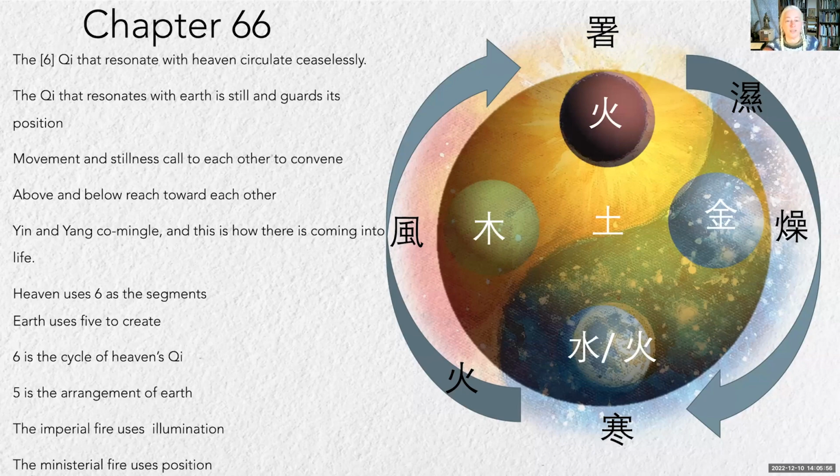The imperial fire uses illumination, like this radiant light, but the ministerial fire, that's the post-heaven fire, is in a position in our bodies. It's meant to be in a fixed position in our body. So it uses position, being in the right position in order to carry out its function.